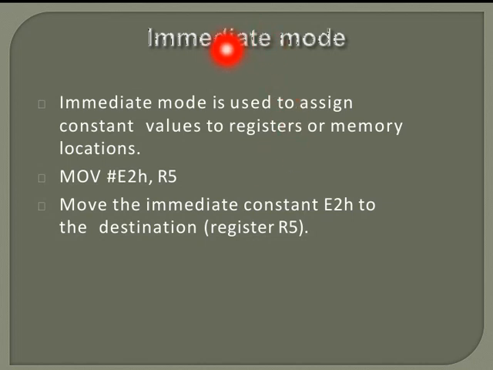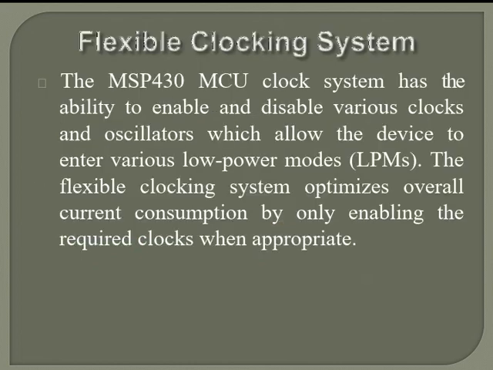Next is immediate. Immediate is used to just assign constant values to your registers or your memory location. So now you can see that E2 is directly assigned to your R5. This is immediate mode.